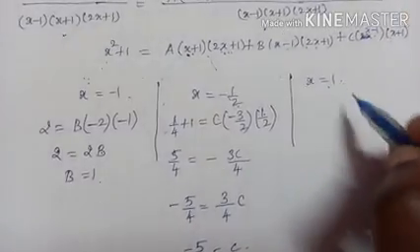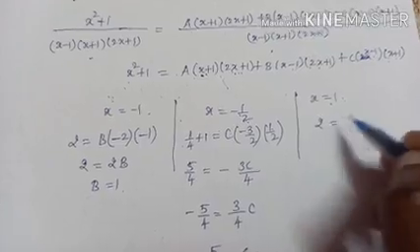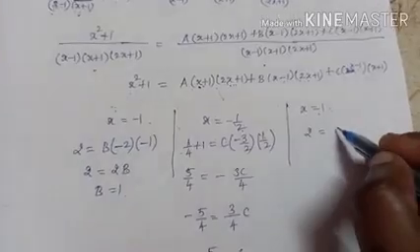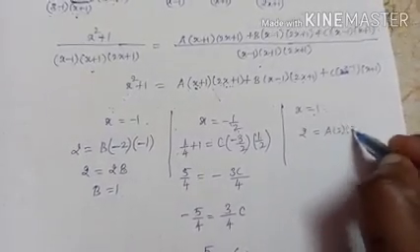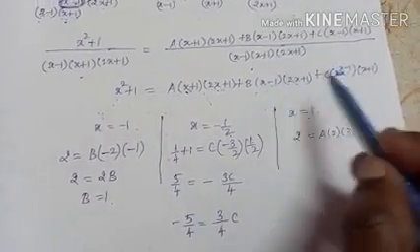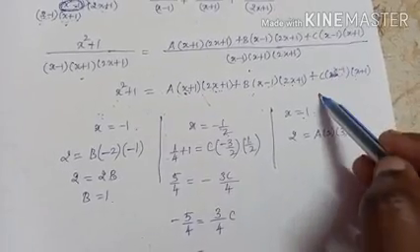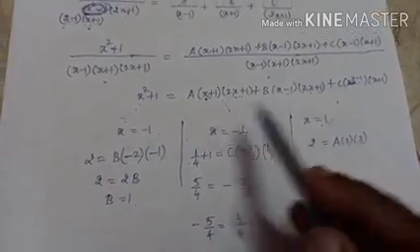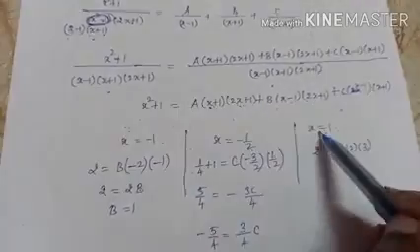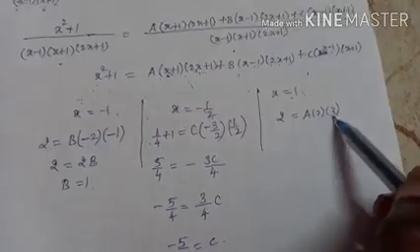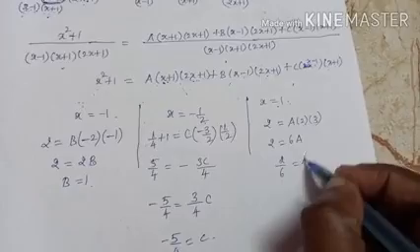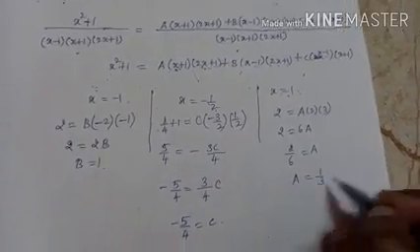Put x equal to 1. 1 plus 1, 2 is equal to 1 plus 1, 2. 2 plus 1, 3. 2 into 3. A into 2 into 3. When x is 1, 1 minus 1, 0. This term will become 0. When x is 1, 1 minus 1, 0. This term will become 0. So we have only this term. When x is 1, 1 plus 1 is 2. 2 into 1, which is 2 plus 1, 3. So 2 is equal to 6a, or 2 by 6 equal to a, or a is equal to 1 by 3.